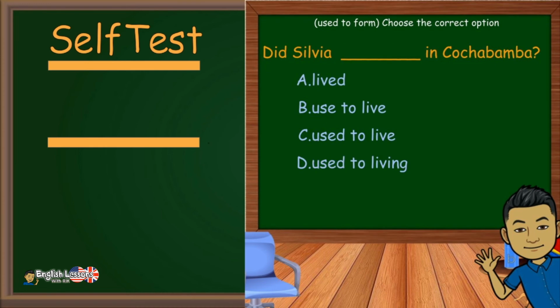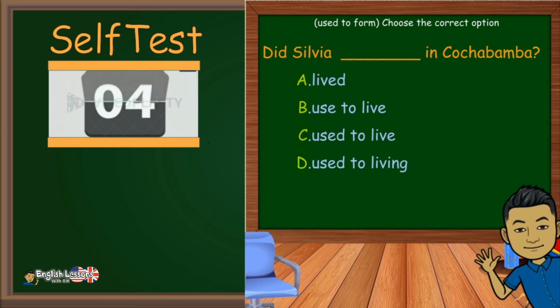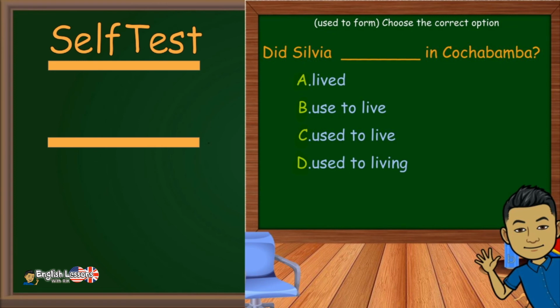Next, choose the correct option. Did Sylvia blank in Cochabamba? Option A, lived. B, used to live. C, use to live. D, used to live in. Right again. The correct option is B. Did Sylvia use to live in Cochabamba?